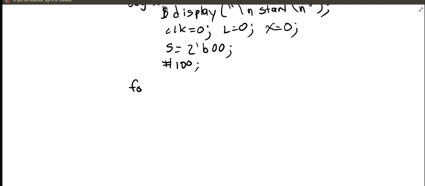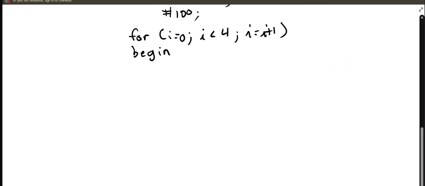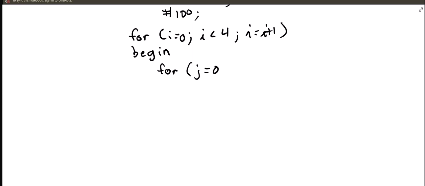So my outside for loop will be I equals 0, I less than 4, I equals I plus 1. I don't think Verilog does I plus plus. And then I'll begin that for loop. That's going to go through my 4 states. And then for j equals 0, j less than 2, j equals j plus 1. And that goes through my 2 inputs.